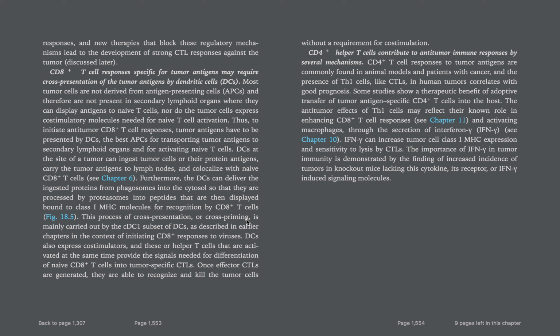Dendritic cells also express costimulators, and helper T cells that are activated at the same time provide signals needed for differentiation of naive CD8 T cells into tumor-specific cytotoxic T lymphocytes. Once effector cytotoxic T lymphocytes are generated, they are able to recognize and kill the tumor cells without a requirement for costimulation.